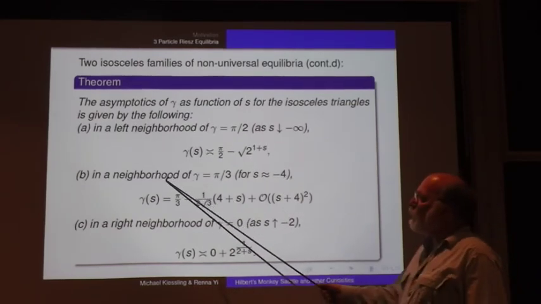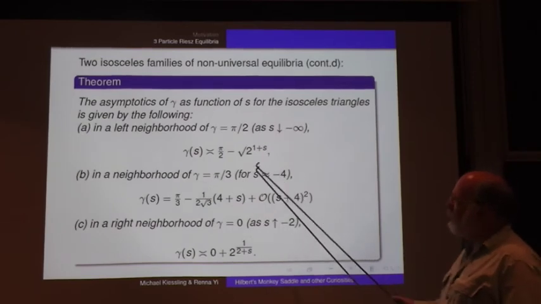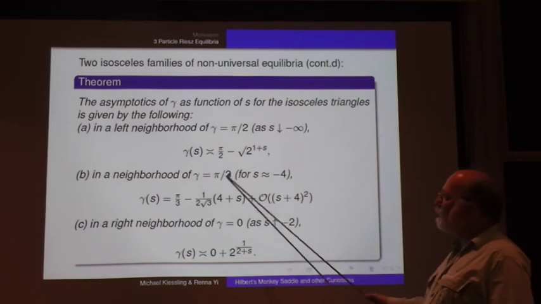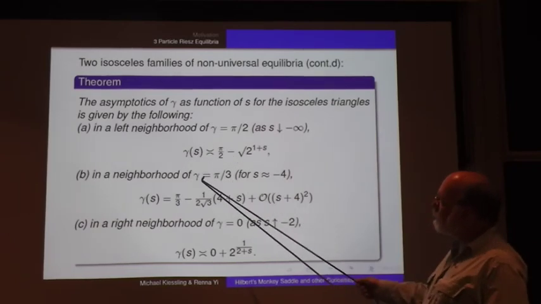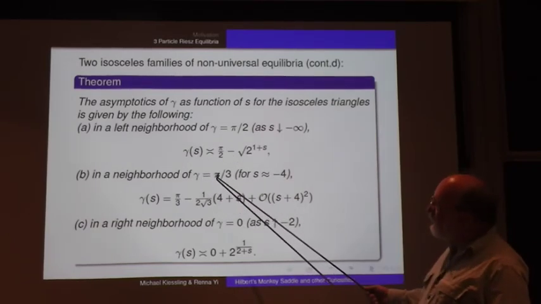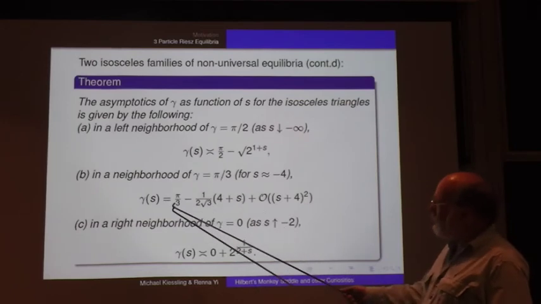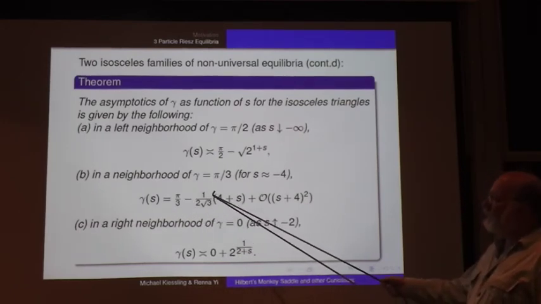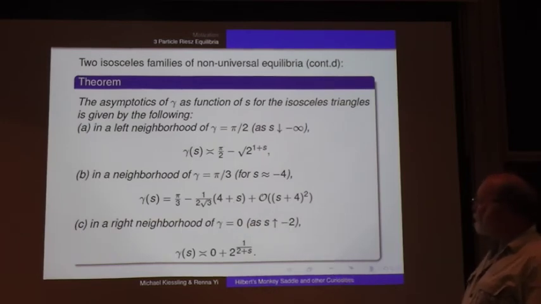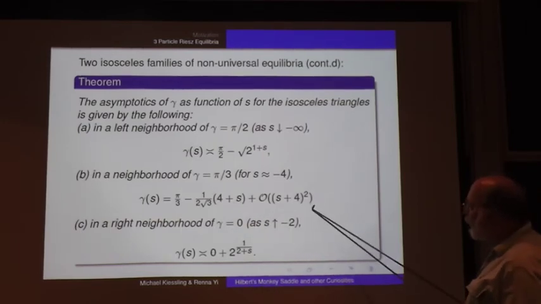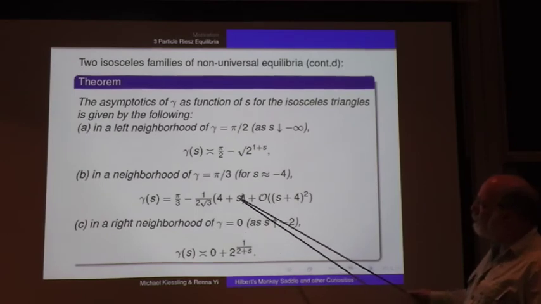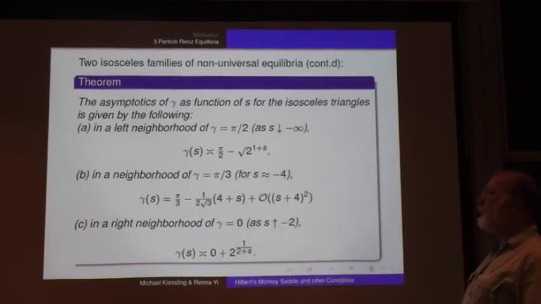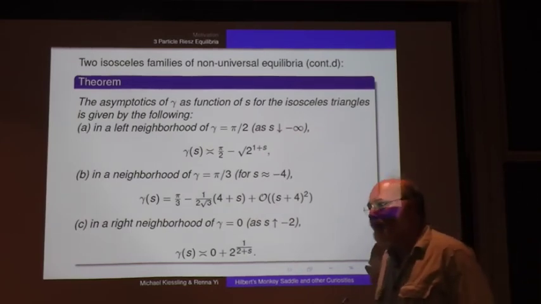What about the neighborhood of S equals 4, -4, where at S equals -4 you have along these families, you converge to the equilateral configuration? Well, that is a Taylor expansion, pi-third, and then comes a linear term in S, plus higher order powers. So, of course, you Taylor expand around S equals -4, that's why you see this one. And here's the first surprise.